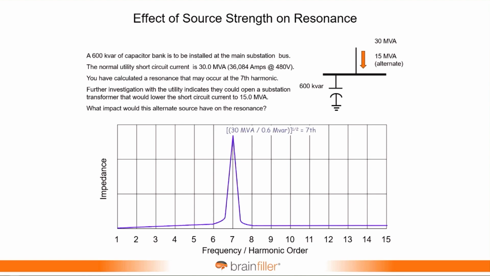Maybe they have two transformers, and they take one out of service, and their short circuit MVA drops. It goes from 30 MVA to 15 MVA, and you have no idea that they did this. How does that impact the resonance? It impacts it pretty significantly. If the short circuit power from the utility drops, now we have 15 MVA divided by 0.6, take the square root, it drops to the 5th harmonic. And so as the utility system or the source becomes weaker, less short circuit current, the resonance tends to shift lower.